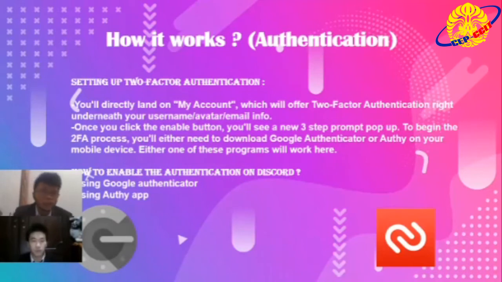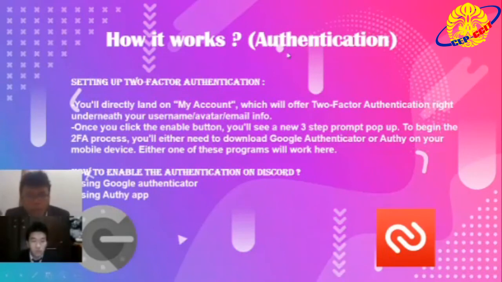So how does authentication work on Discord? If you want to set up authentication on Discord, the first thing you do is land directly on My Account, which will offer two-factor authentication, 2FA, right underneath your username, avatar, and email info. Once you click the enable button, you will see a new 3-step prompt pop up to begin the 2FA process. You will need to download either Google Authenticator or Authy on your mobile device. Either one of these programs will work here.